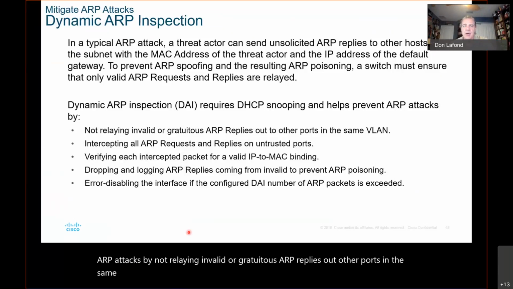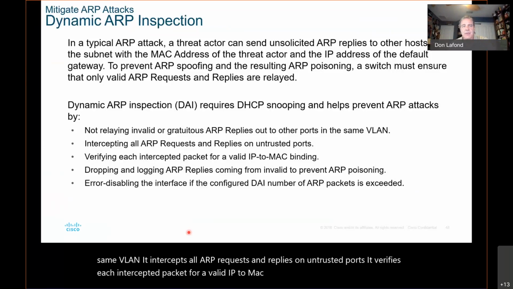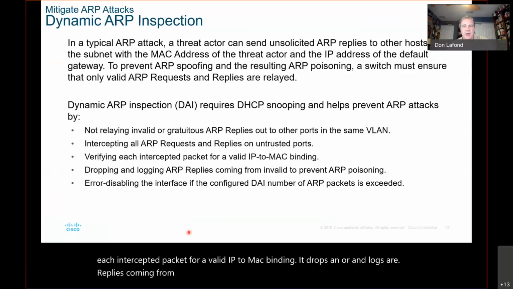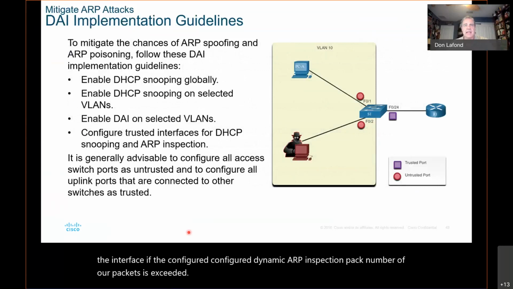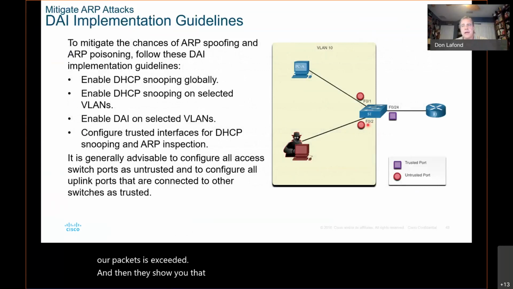It intercepts all ARP requests and replies on untrusted ports. It verifies each intercepted packet for a valid IP to MAC binding. It drops and logs ARP replies coming from invalid addresses to prevent ARP poisoning. And it error-disables the interface if the configured DAI number of ARP packets is exceeded. And then they show you that here with the settings.